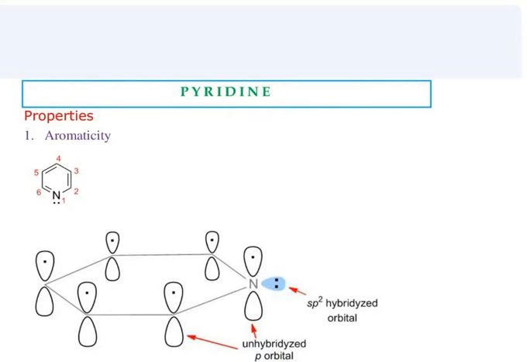Today in this video, I am going to talk about pyridine. Look at the structure of pyridine. There are 5 carbon and 1 nitrogen. Nitrogen contains a lone pair, and that is in an sp2 hybridized orbital. Now look at the unhybridized p orbital.